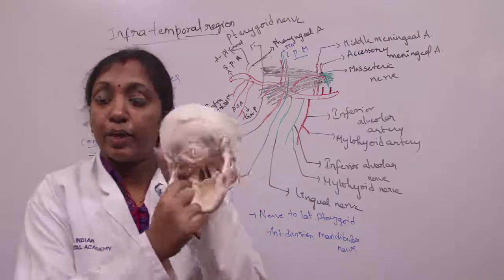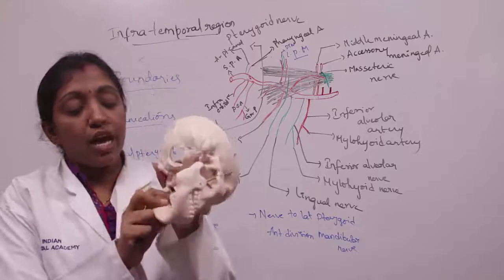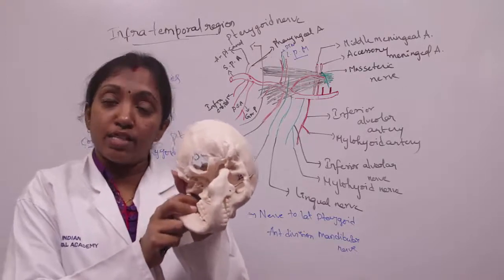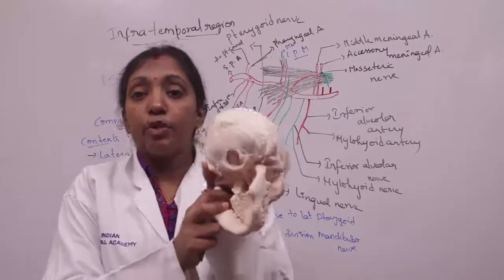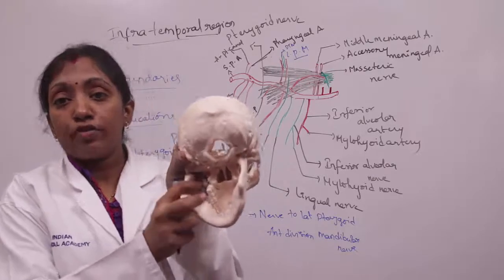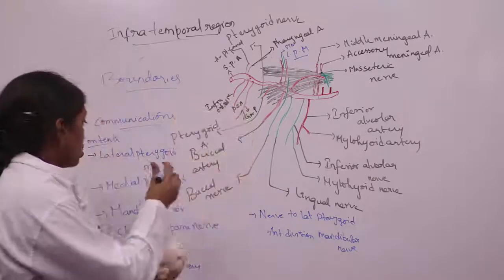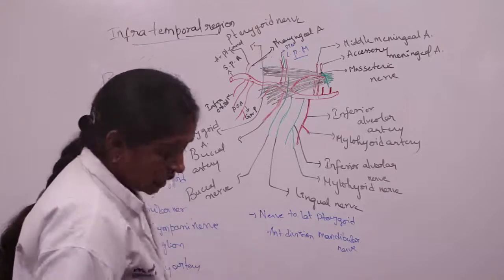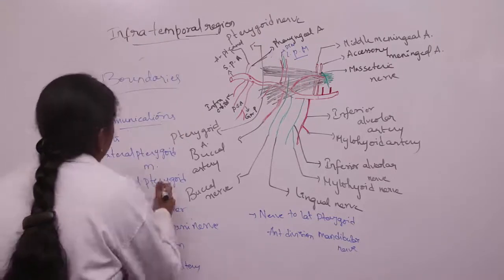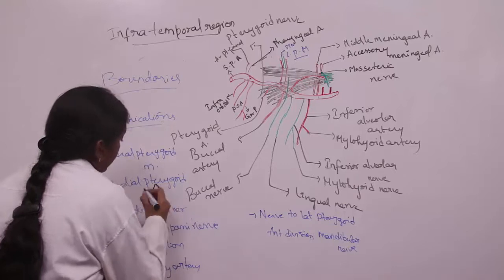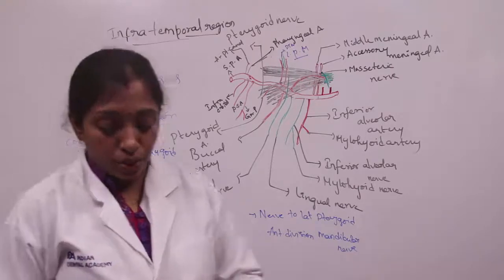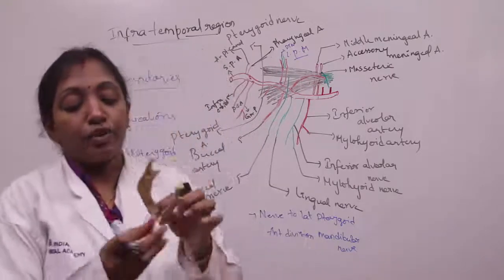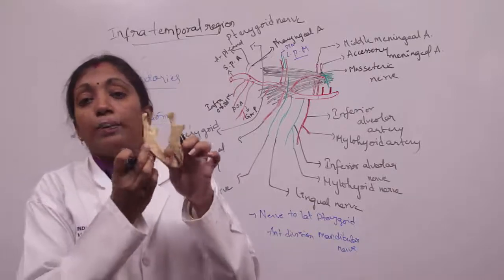The superficial head arises from the tuberosity of the maxilla here, and the pyramidal process of palatine bone is here. The superficial head is small, and it arises from the tuberosity of maxilla and the pyramidal process of the palatine bone. And these two heads, superficial head and deep head, get inserted to the angle of the mandible, on the medial surface.